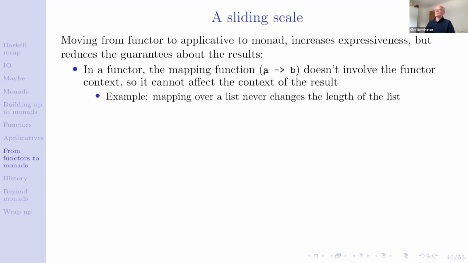So the mapping function in a functor doesn't involve the functor context at all. Okay, so it's not going to affect the context of the result. It maps an A to B. So when you take a list of A's, for example, and you end up with a list of B's, the mapping will never change the length of the list. And that's general for any context. So a functor won't change the context. It just changes the value inside the context. So it's quite restricted in what it does, which is great. It's got lots of guarantees there. It's easy to understand, but you can't do very much with it. You can do that particular operation.